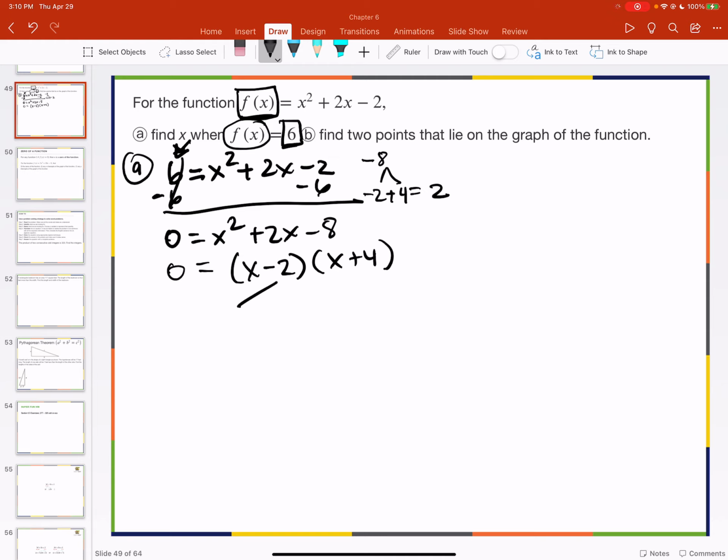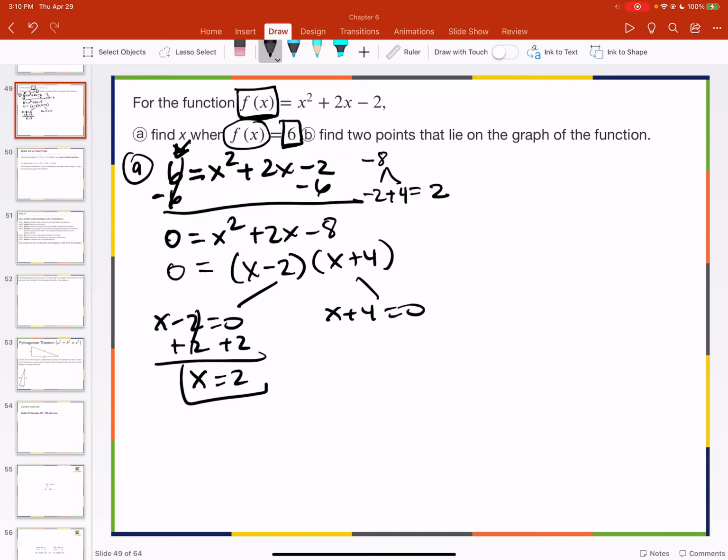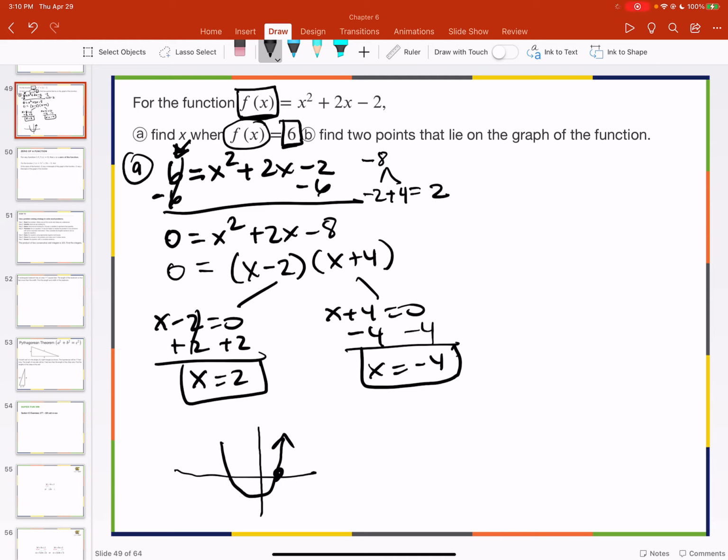And then zero product property, x minus 2 is equal to 0, x plus 4 is equal to 0. And then simplify, or solve for x. X is equal to 2, and x is equal to -4. So you might remember, or you might not, that a parabola can cross the x-axis twice, and that's usually what's going on here. You have a parabola that crosses at x equals 2 and x equals -4.